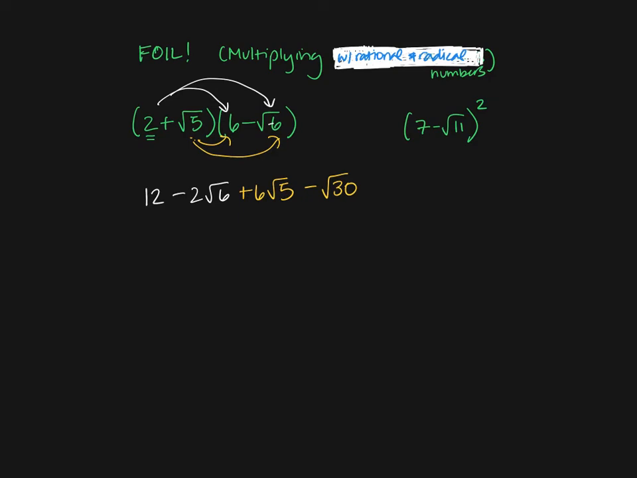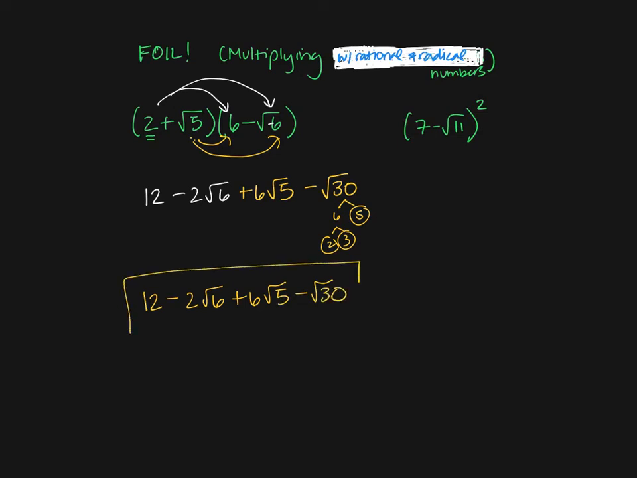Now, 30 breaks down to 6 and 5, which is 2 and 3. So there's no groups, there's no combinations that can simplify this radical. So unfortunately, again, not very satisfying, this would simplify to this. That's all it is. We can't combine anything because nothing is a like term. Now, that's not always going to be the case.